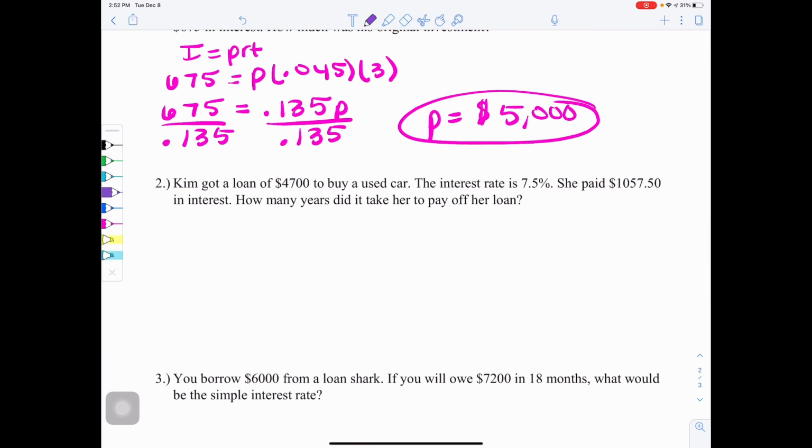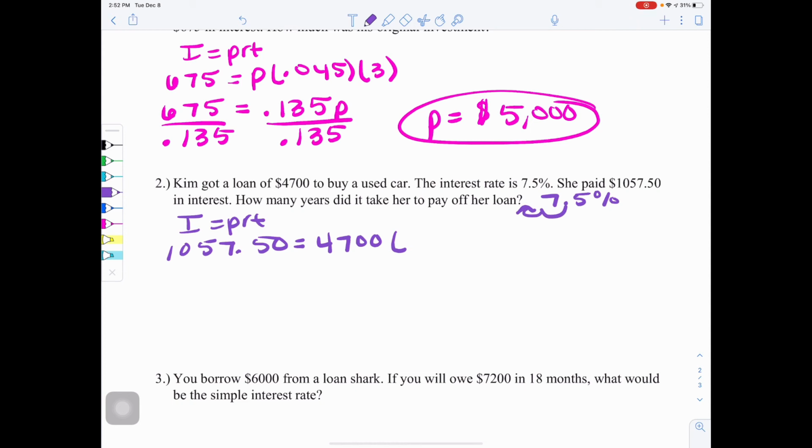In number 2, Kim got a loan of $4,700 to buy a used car. The interest rate is 7.5%. She paid $1,057.50 in interest. How many years did it take her to pay off her loan? So I equals PRT. We know the interest is $1,057.50. We know the principal was $4,700. I'm going to take my 7.5% and change it to a decimal by moving it 2 places to the left to get 0.075, and I am trying to find out how much time it would take.